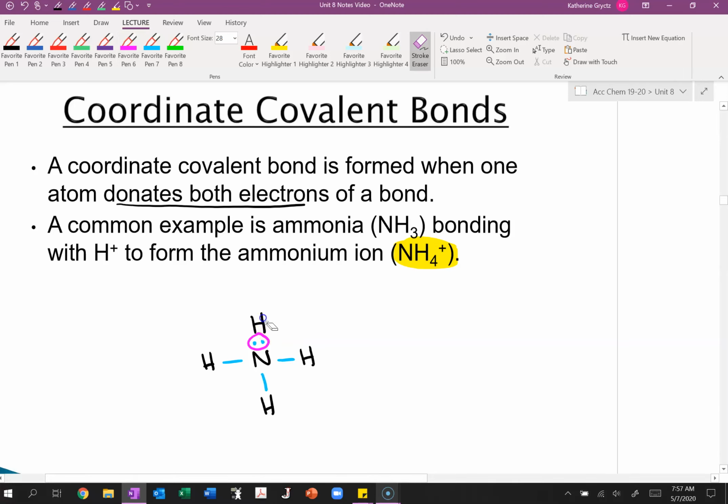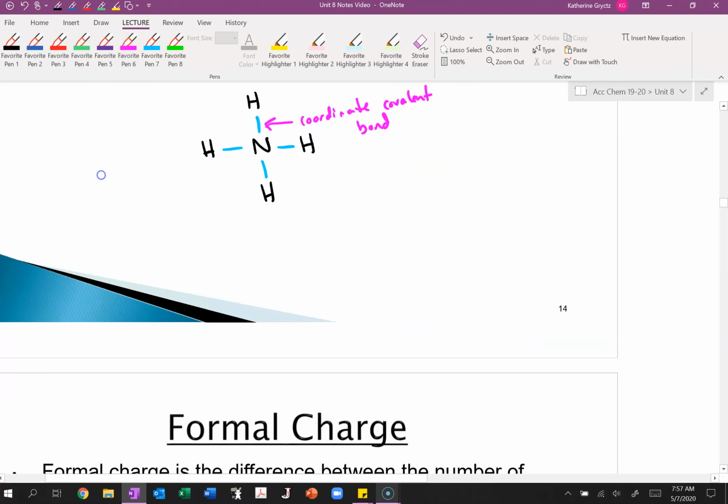So ammonium actually looks like this, okay? But these electrons right here that were connecting that last one were donated completely by that nitrogen. That's called a coordinate covalent bond. Not a big deal, just a note for you.